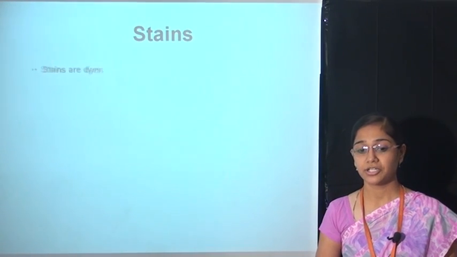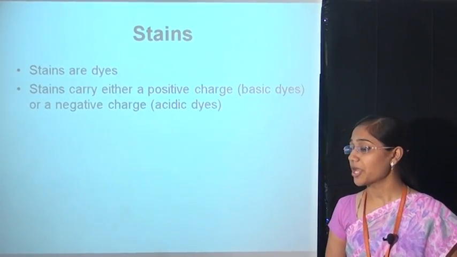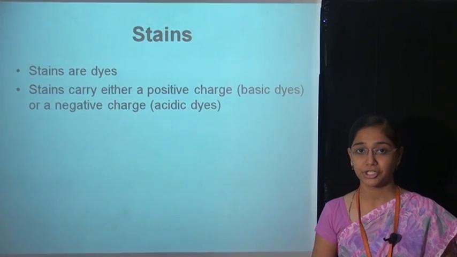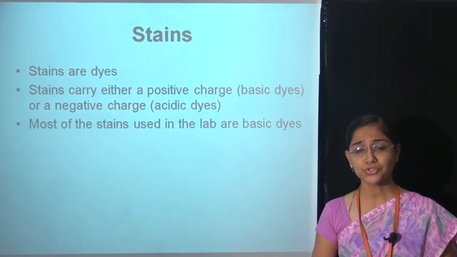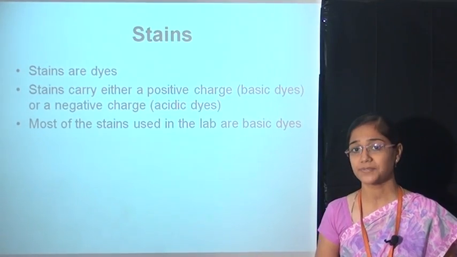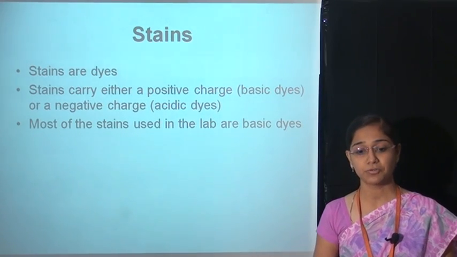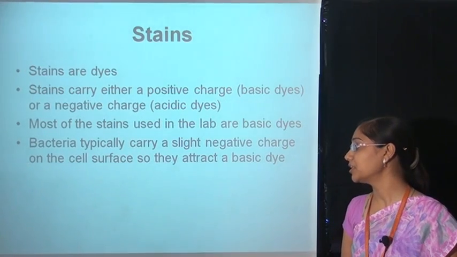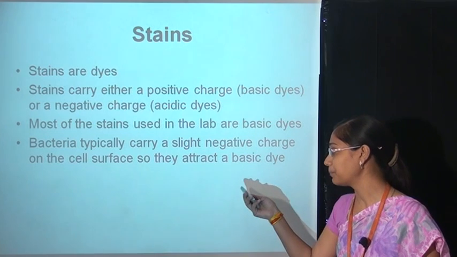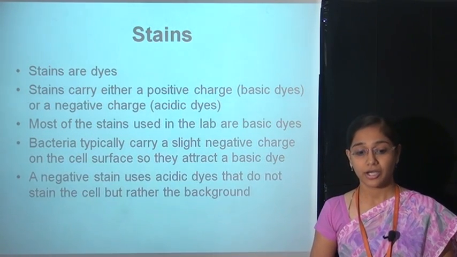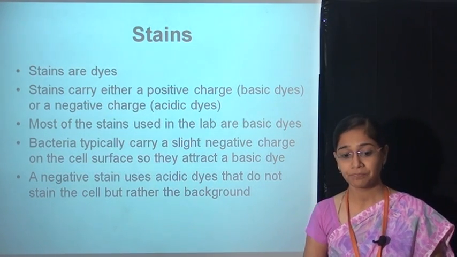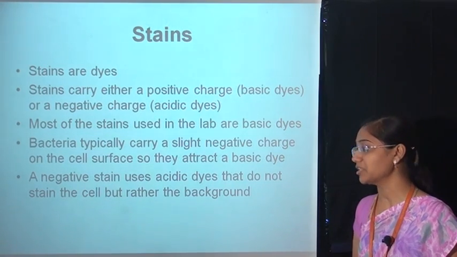Next, what is a stain? Stains are dyes. There are two types of dyes, basic dye and acidic dye. Acidic dyes contain a negatively charged ion and basic dyes contain a positively charged ion. Most of the stains that we use in the laboratory are basic dyes, which contain a positively charged ion, and our bacterial surface carries a negatively charged ion. A negative stain contains an acidic dye with a negatively charged ion, which does not stain the cells but stains the background.